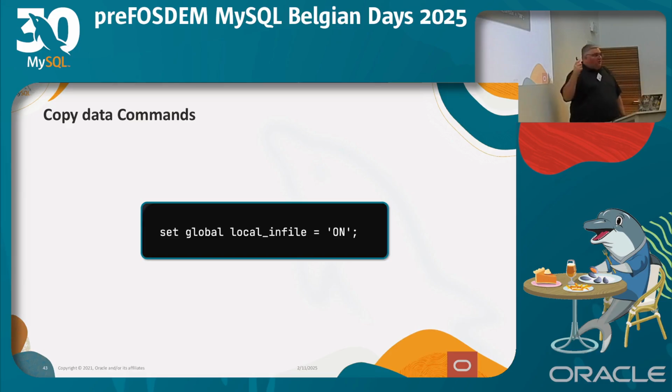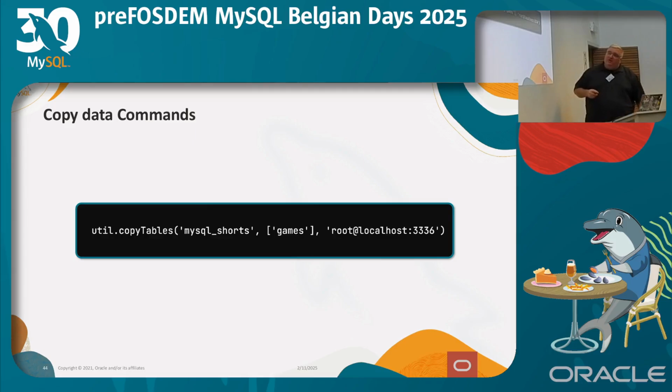As before, on the target system, you need to make sure that local infile is set to on. Again, if you don't, it'll tell you. We do util.copy tables, and we're saying we want to copy the MySQL shorts schema, the games table, and then we're passing it to the instance that's root at localhost port 3336. So this was the sandbox that we created in the first step, in the first gem. And all that's going to do is copy the games table from my local instance, or the instance I'm connected to, to that particular instance.